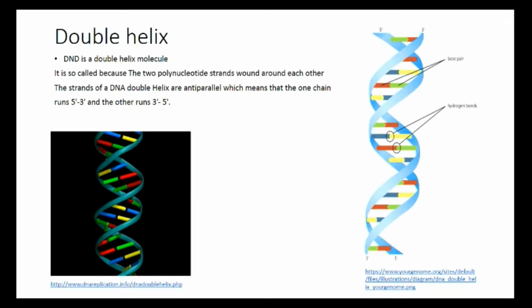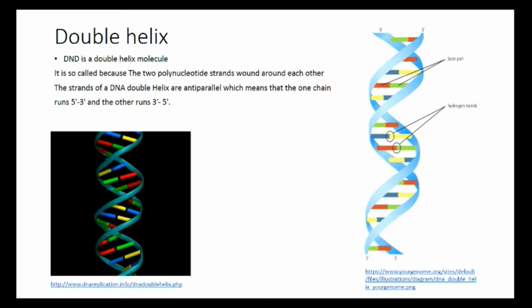Moving on, it is a double helix because the two polynucleotide strands are wound around each other. The strands of the DNA double helix are antiparallel with each other. One runs in the 5 to 3 end and the other runs in the 3 to 5 end.